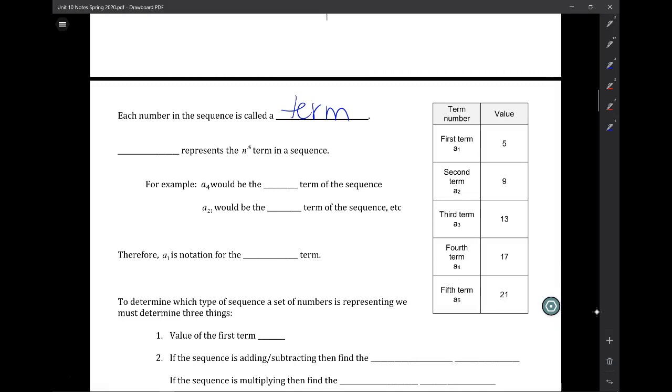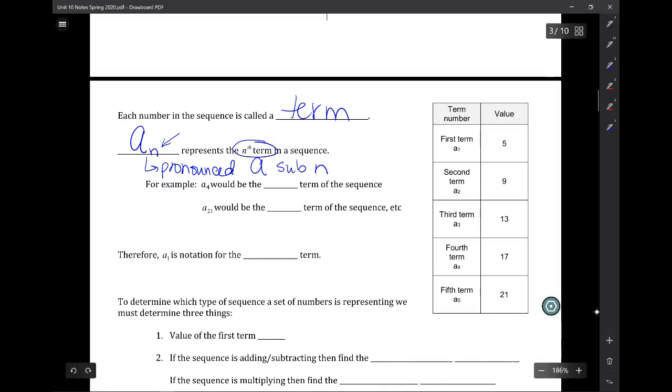And the symbol that they use is a capital A with a little tiny n. And the way that you would pronounce that is A sub n. So I'm going to say A sub n. And this n represents the nth term in the sequence. So when I put a number there, for example, A4 would represent the fourth term of the sequence. A21 would represent the 21st term of the sequence.